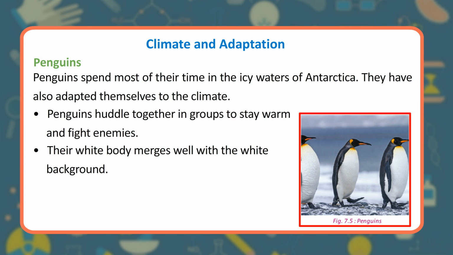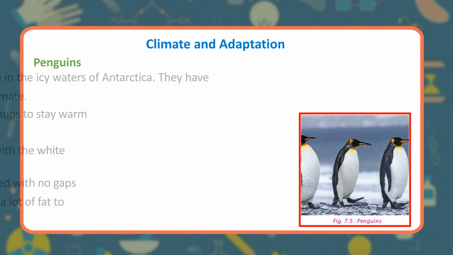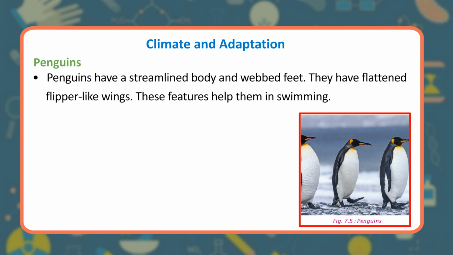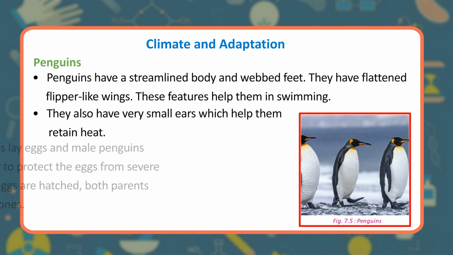Their white body merges well with the white background. Their feathers are densely packed with no gaps between them. They also have a lot of fat to protect them from cold. Penguins have a streamlined body and webbed feet. They have flat and flipper-like wings. These features help them in swimming. They also have very small ears which help them retain heat.